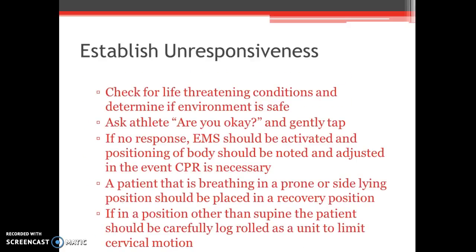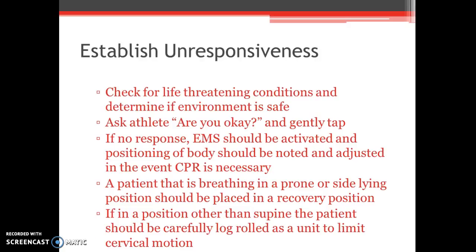All right, so this is a CPR slide here. Establish unresponsiveness. Life-threatening conditions. Is the environment safe? So if you have fires, if you have any sort of environment that you're going into that may still pose some sort of hazard or detriment to you, we want to be aware of that, and we don't want to enter that scene.